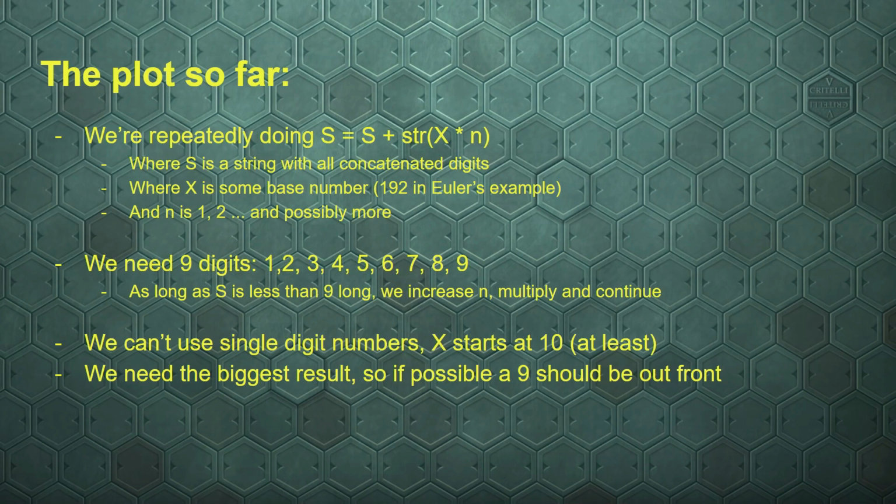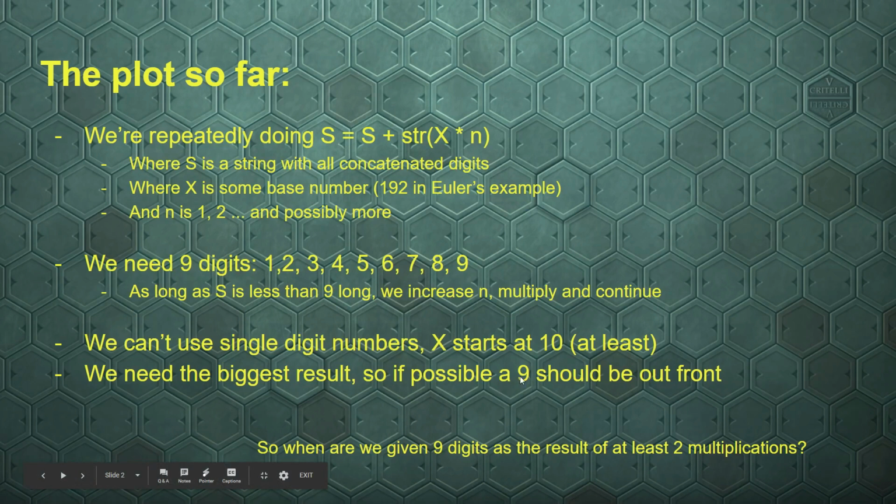Alright, I'm sorry, this shouldn't say we can't use single digit numbers. This is something in my head when I type this. This is related to n, we need at least 2 n's, never mind. But we do know that because the 9 itself as an input x was given as an example, we can do better than that. And we need the biggest result, so if possible a 9 should go out in front. Well, we've already seen from our brute force approach that we will find something with a 9 out front.